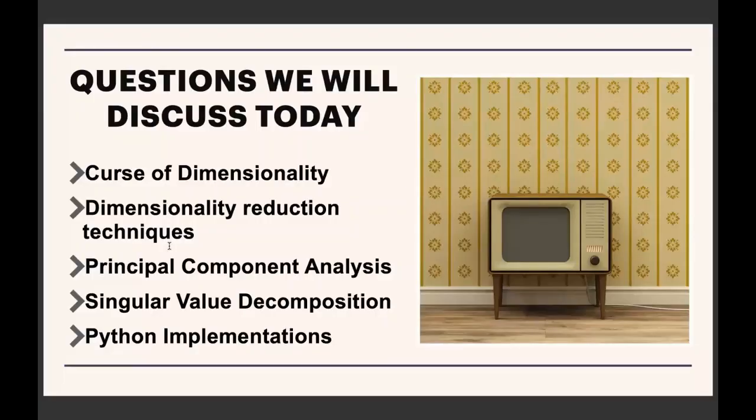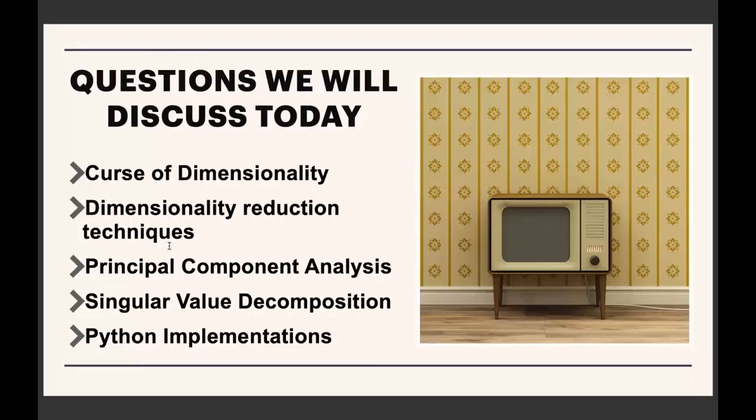We are exploring the dimensionality side of things. What is the curse of dimensionality? What are the techniques to reduce that? Then we will dive deeper into PCA and SVD, and then finally we will have our Python implementations.